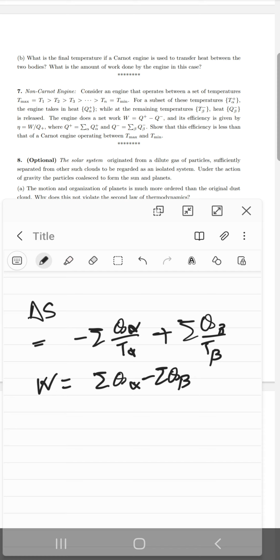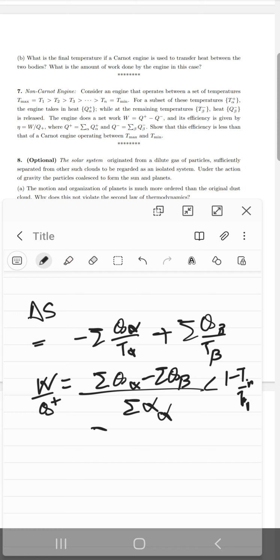Right, okay, I think I'm getting the hang of what's going on. So the efficiency is just this upon the q plus scenario, which is just the summation of q alpha, right? So we just have to show that this thing is less than 1 minus t minimum upon t maximum, essentially. So like Tn upon T1, right?